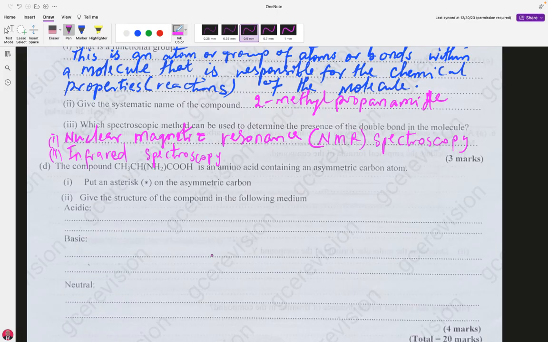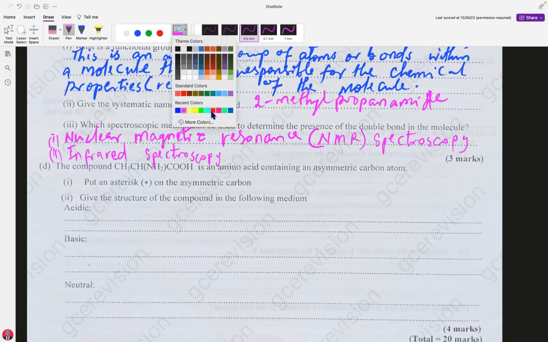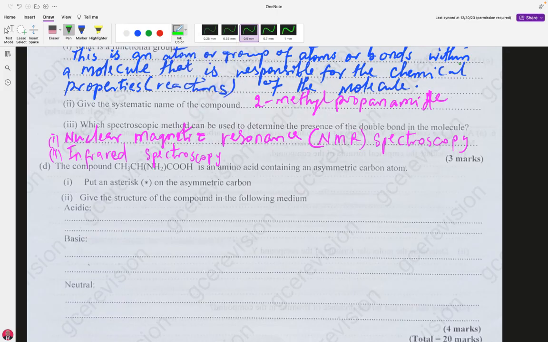D. The compound CH3CHNH is an amino acid containing an asymmetric carbon atom. The word asymmetric. When you read your question, be very, very careful. Look at the concept. Asymmetric carbon atom. What is an asymmetric carbon atom?